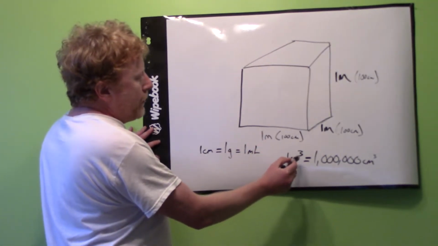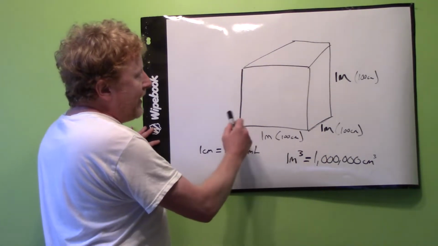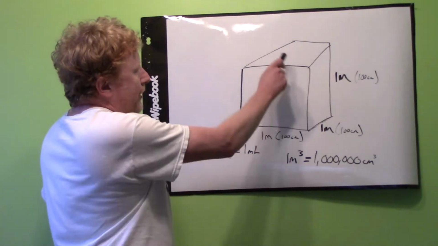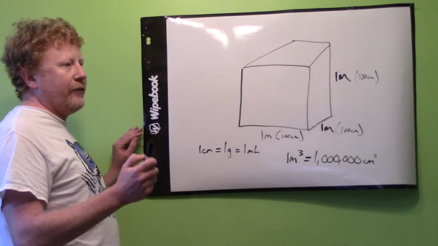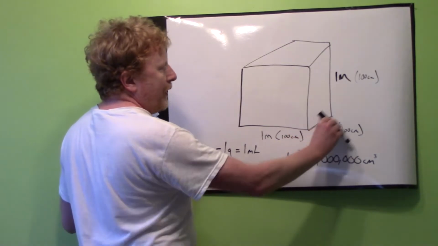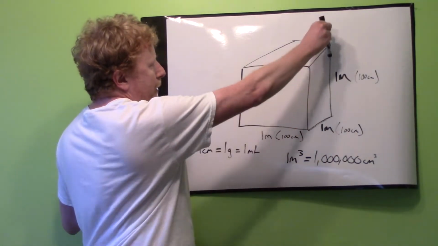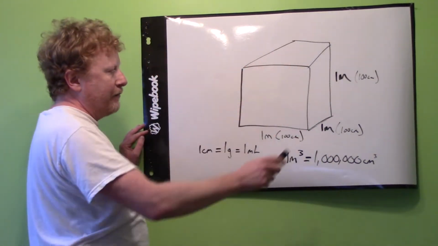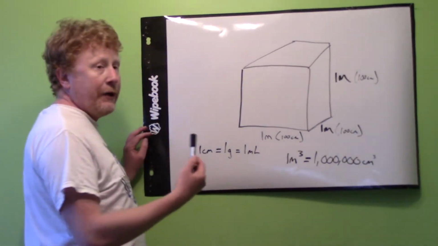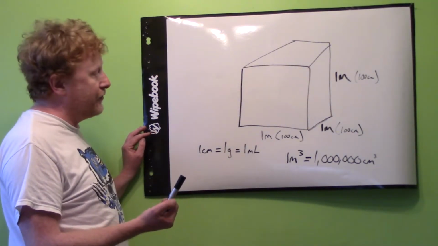So in 1 meter cubed, I can fit 1 million cubic centimeters. Because remember, it's 3-dimensional. It's the length, the width, and the height, and they all stack up on each other. So there's a certain amount of depth. That's why this number is so high, because you have to multiply all 3 dimensions.